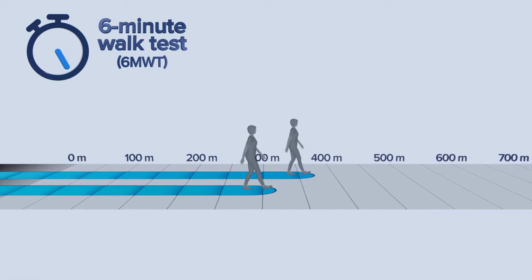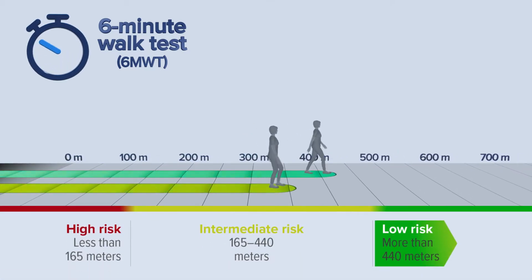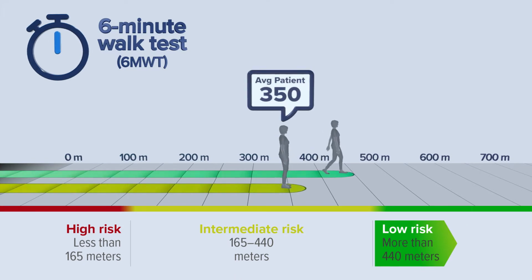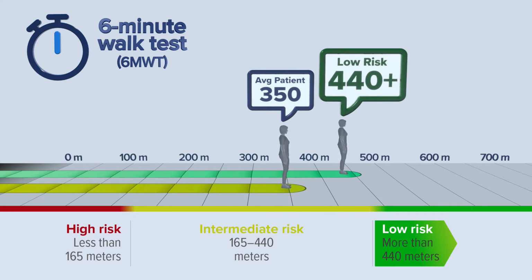You might be interested to know that the average walking distance for patients with PAH in 6 minutes is approximately 350 meters. Patients considered low risk can walk more than 440 meters in the walk test. And the average distance for people who do not have PAH is between 590 and 640 meters.